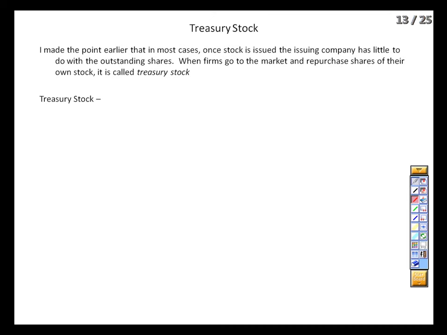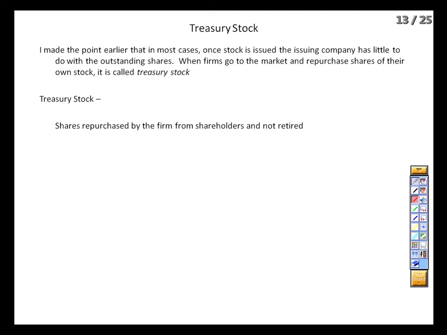Next subject, treasury stock. Now, if you recall, I said earlier that in most cases, once we issue shares of stock to the public, we don't really care what happens to them. And that's true. The shares are changing hands, perhaps thousands at a time, at all hours of the day, being bought and sold by people through their brokers. But what if we were the ones to buy our shares on the market? When that happens, we get treasury stock. Treasury stock is what we call the shares repurchased by the firm and not retired.